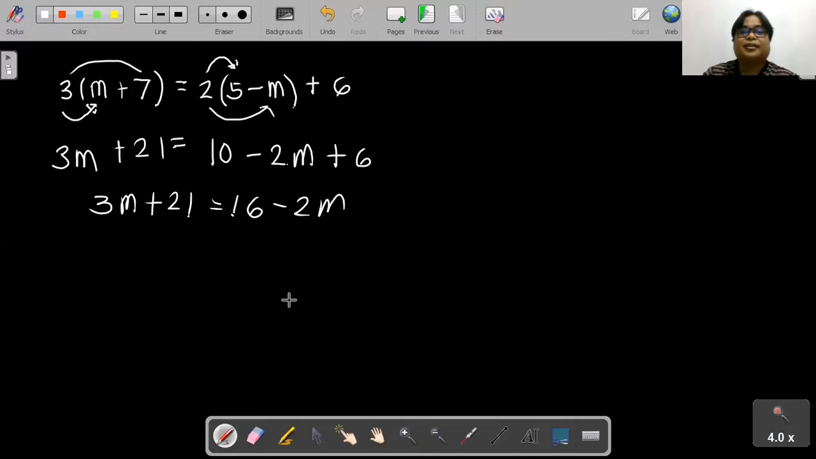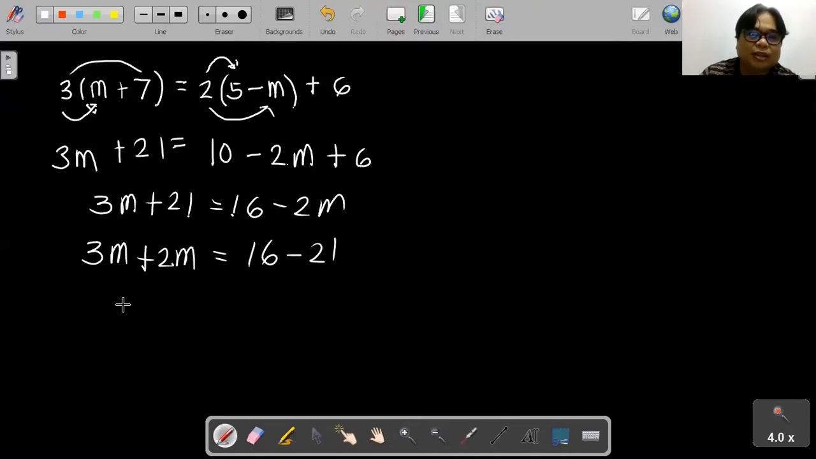After doing that, all we need to do now is transpose the like terms, so we can separate the terms with the variable and the constants. So 3m, we will transpose the minus 2m from the right side, and this time it becomes plus 2m, equals 16 to be joined by 21 from the left side. But since it's plus 21 here, it becomes minus 21.